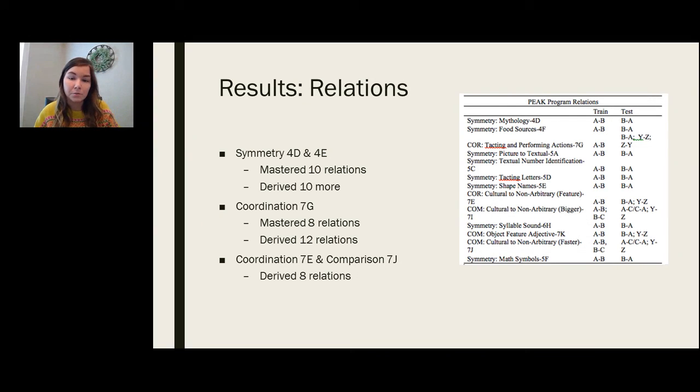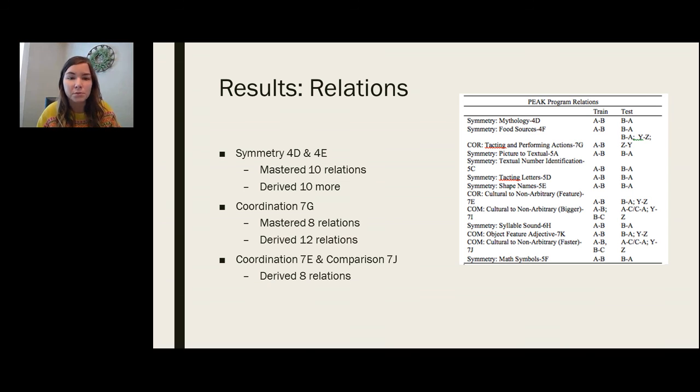And then, so the relations that were taught for symmetry, we had that she mastered 10 relations, but she would derive 10 more relations. For coordination 7G, she mastered 8 relations and derived 12 more relations. Coordination 7E and 7J, she derived 8 relations.